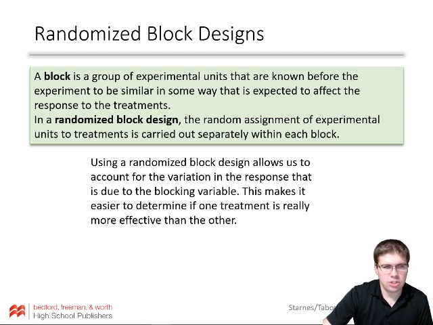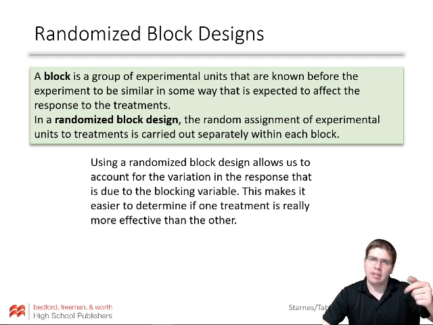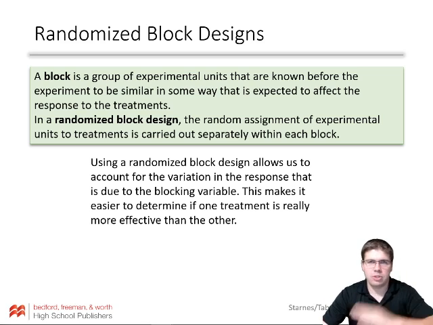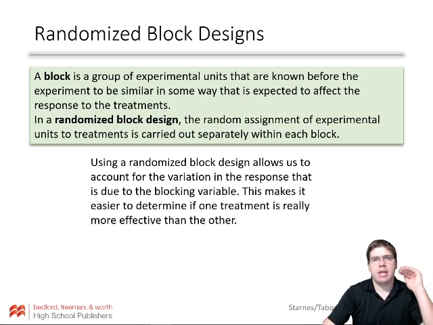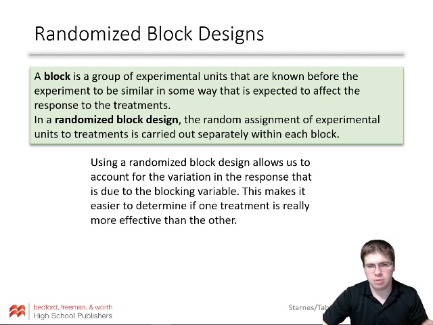This makes it easier to determine if one treatment is really more effective than the other. We're leaving less up to chance, and not saying that because we happened to get more boys or girls in one group or the other, the responses are different because of that. And again, that's not biased. It's not poor design. It's just that we could do better by controlling for that variable we think might affect it.